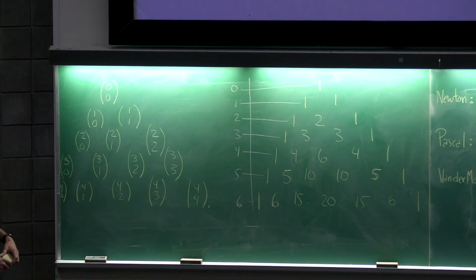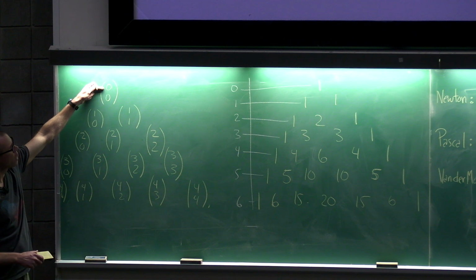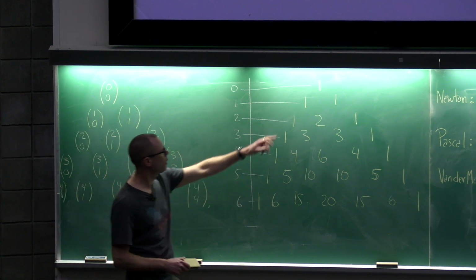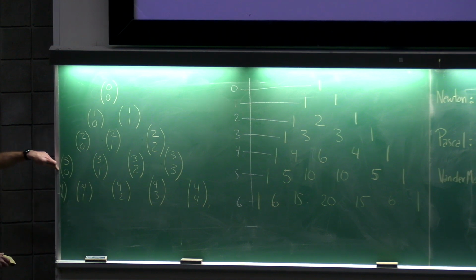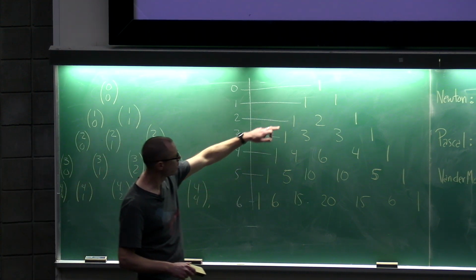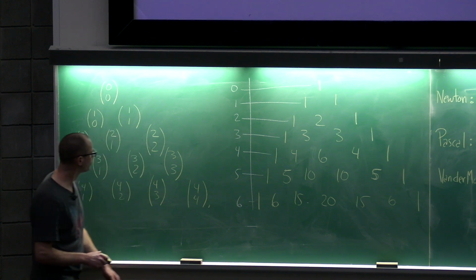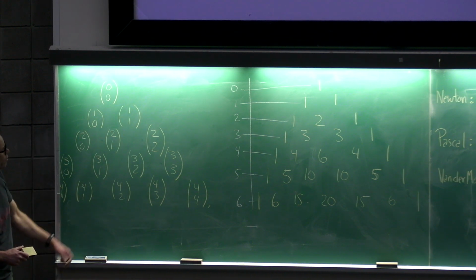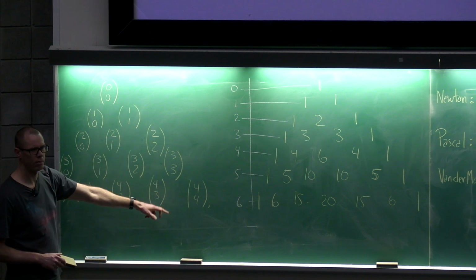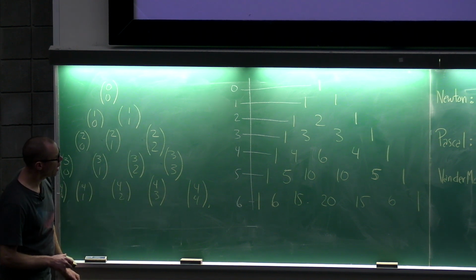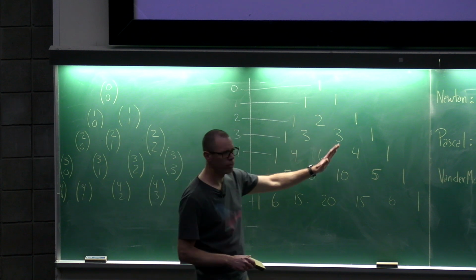So the number of ways of choosing 0 things from a set of size 0 is 1. In fact, the number of ways of choosing 0 things from a set of any size is 1. That's where these 1s are coming from. And similarly, the number of ways of choosing k things from a set of size k is also 1. You have to take the whole set. And then the numbers in the middle kind of wiggle around.